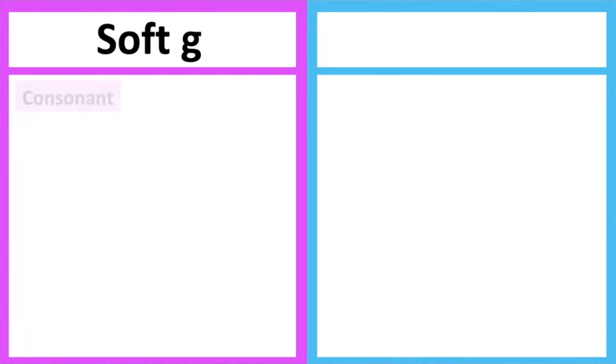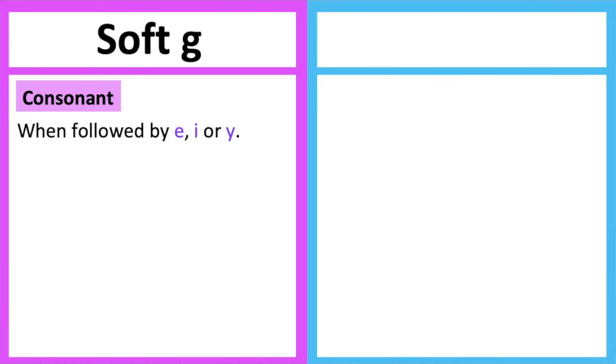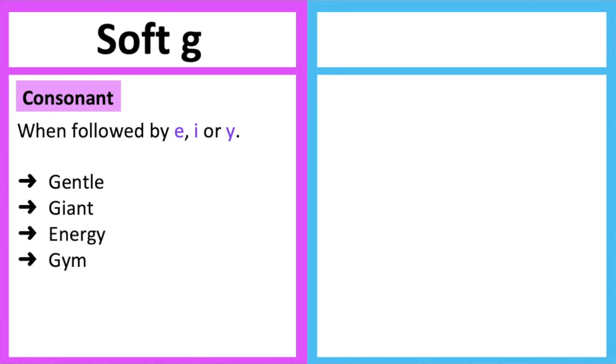The general rule is that if the letter G is followed by the letters E, I, or Y, then it will make the J sound. Some examples are gentle, giant, energy, gym, angel, digital.